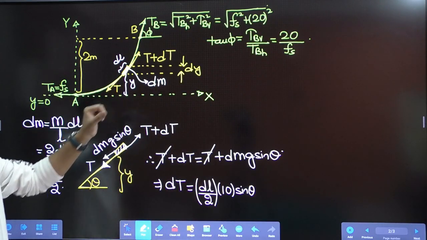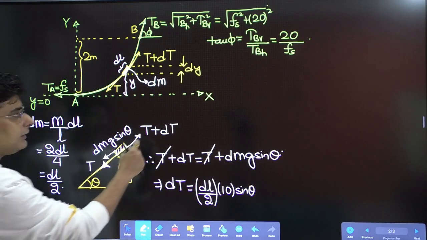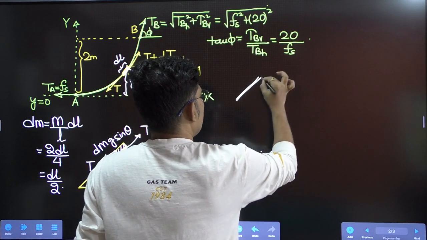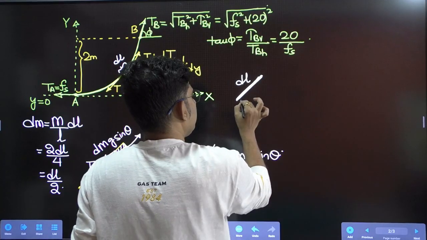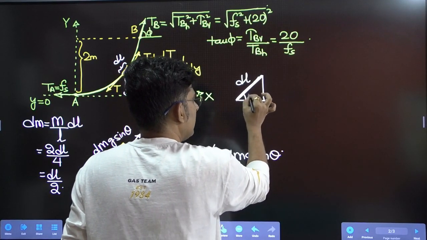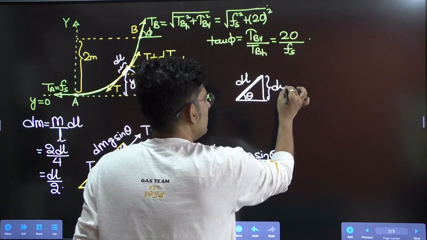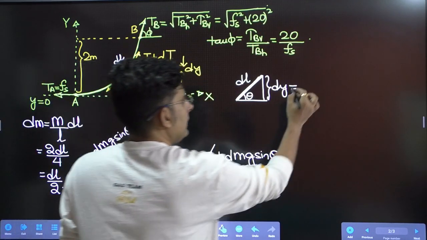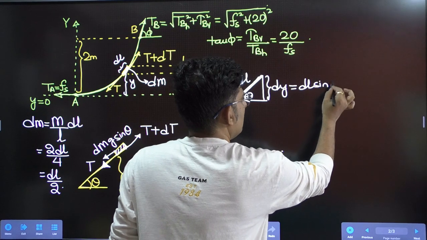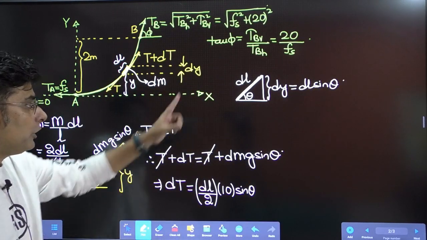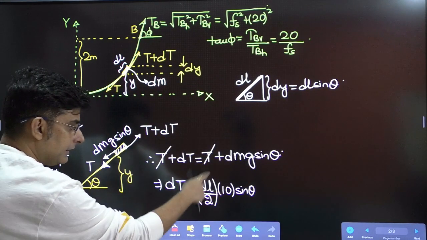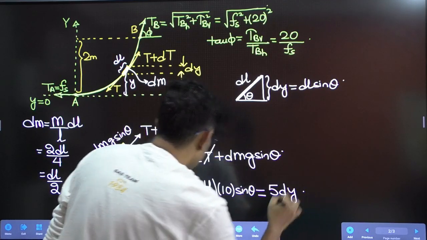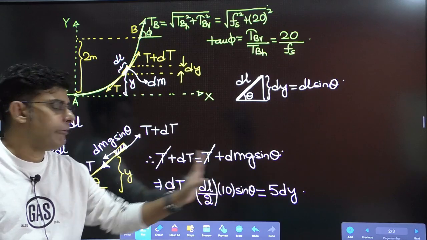Now what else we can see from here? You can see that we have taken this angle as theta. So if you take this angle as theta, you can see that this length is dl, this angle is theta, this length is dy. So can I write dy, the vertical height, will be dl sin theta. So if dy is dl sin theta, then 10 by 2 becomes 5 dy. So dt is 5 dy.